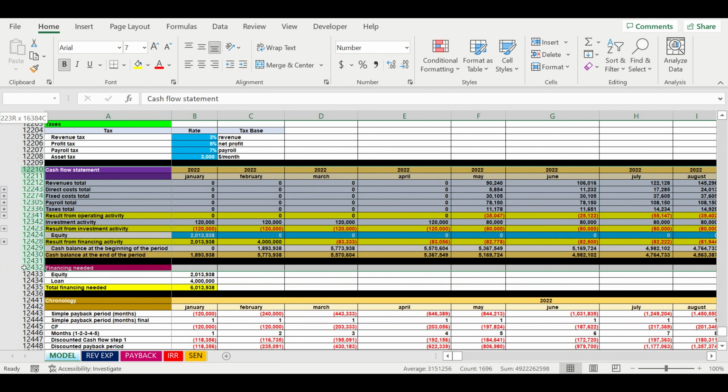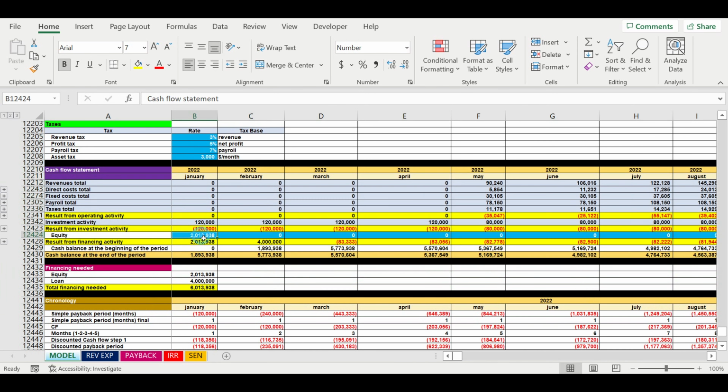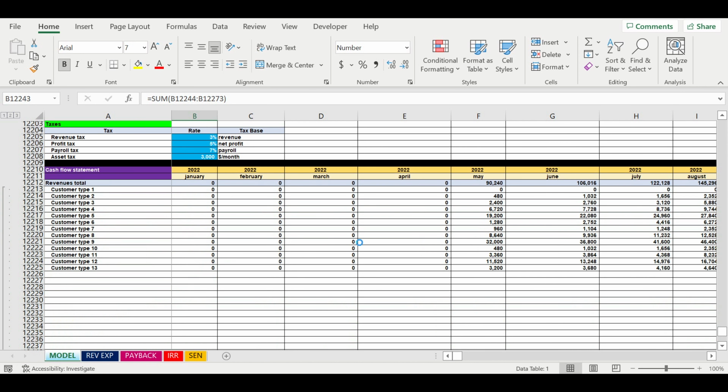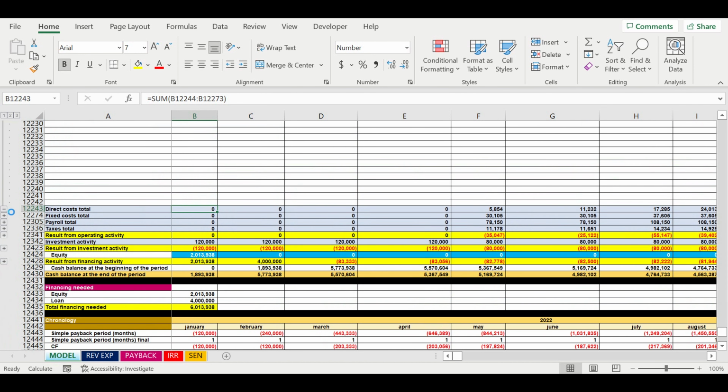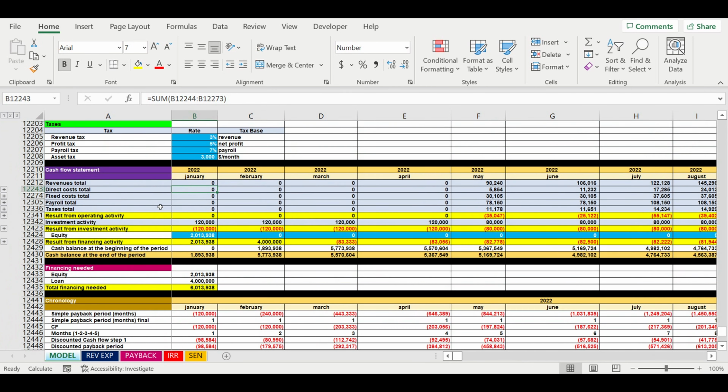cash flow statement, where we can see how much our own funds we need to start the business. If we have a loan, we can add this loan to our own funds and see the total amount of financing needed for the business idea. Here we can see the structure of revenues, direct expenses. We can press plus and see the detailed story of the business. So all revenues and expenses are detailed.